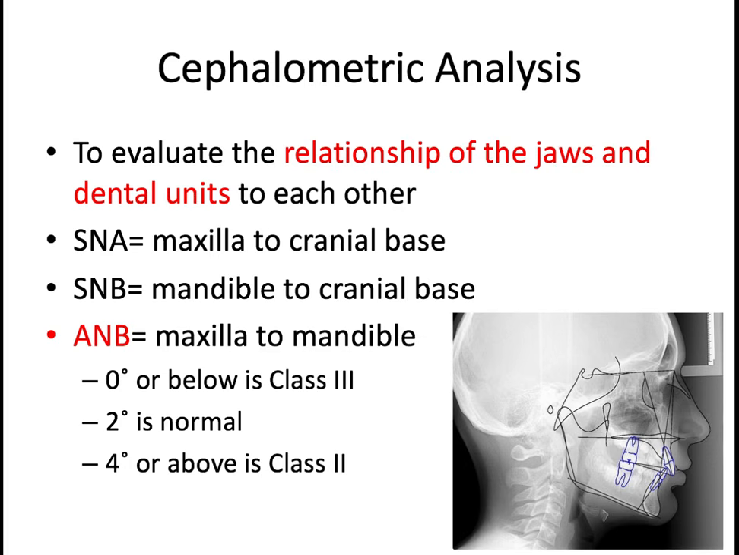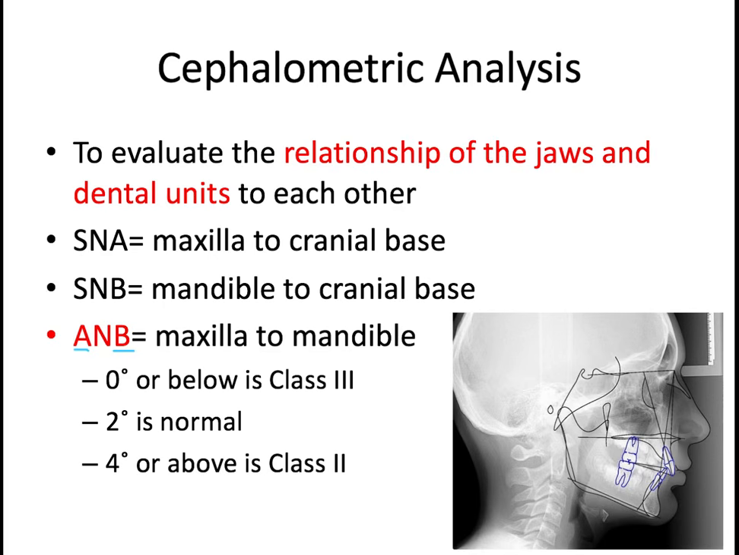And then ANB kind of combines those two together, and this instead looks at the relationship of the maxilla to the mandible. And this is the one that comes up on the board exam quite frequently. So we go from A point to nasion to B point. And this angle is very, very small. If we're at around 0 degrees or below, we're in the negatives, that is considered a class 3 skeletal malocclusion.